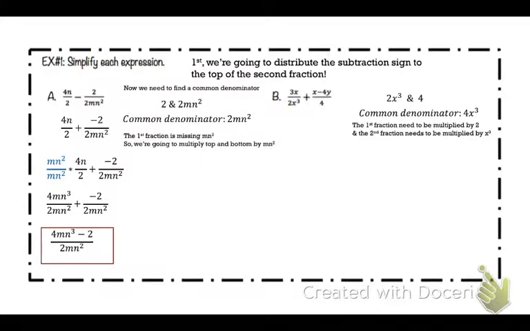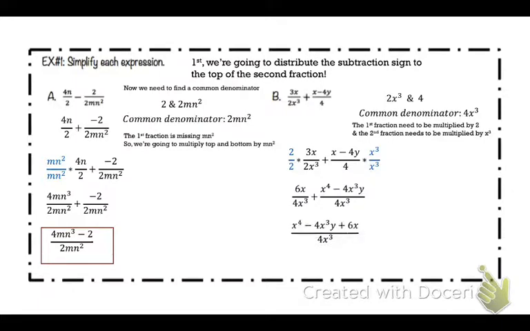The second fraction needs to be multiplied by x cubed to top and bottom. So I'm going to multiply that first fraction by 2 over 2, second fraction by x cubed over x cubed. And you get 6x over 4x cubed plus x cubed times x is x to the 4th. X cubed times -4y is -4x cubed y. And that's all over 4x cubed. Then we can just combine like terms. So that's x to the 4th minus 4x cubed y plus 6x all over 4x cubed. And that's your final answer there.